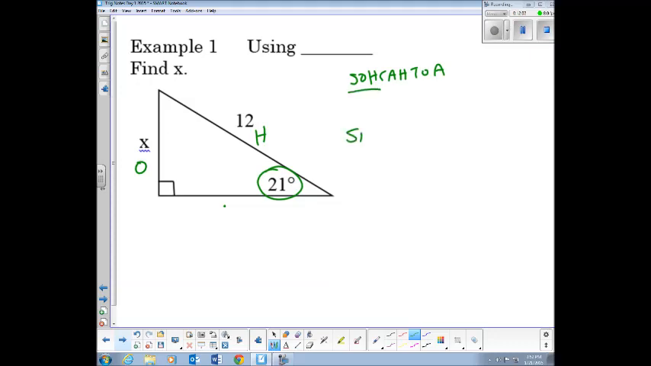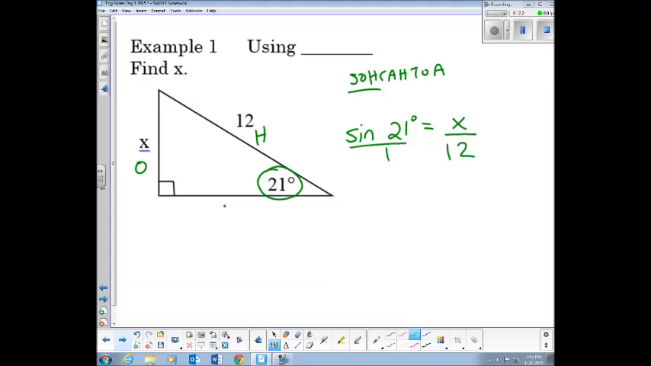So I know it's going to be the sine of the angle, which is 21 degrees, equals the opposite, which is x, over the hypotenuse, which is 12. There's my setup. I'll ask you on your homework and on your test for what's your setup, and this is what you need to be able to give me. Now we got to finish working the problem.